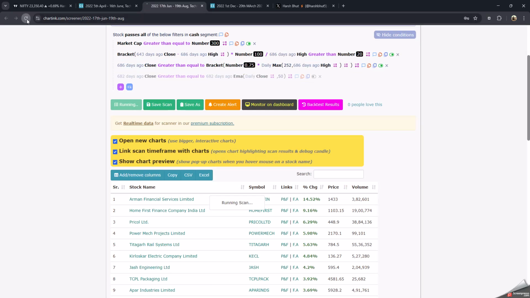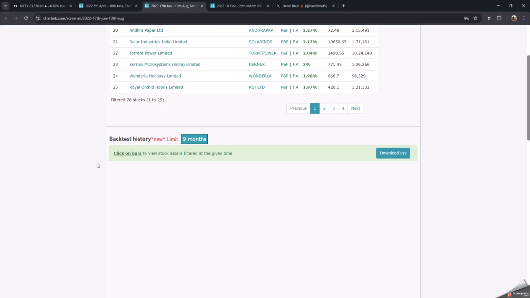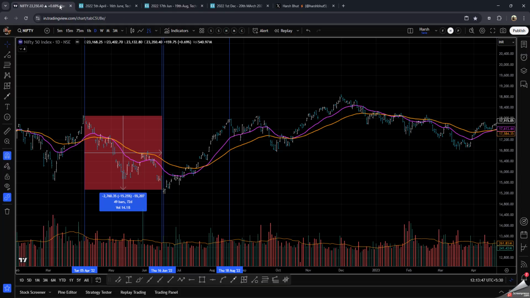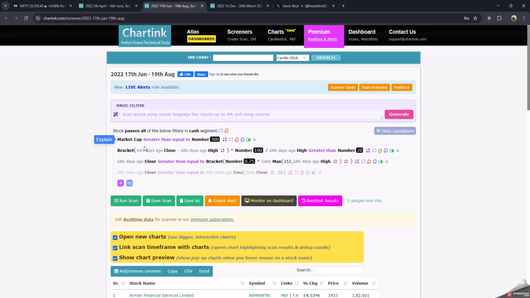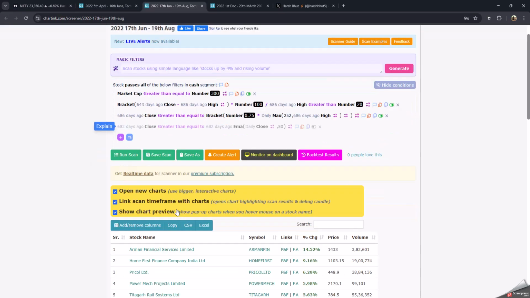So if I run the scan again, maybe let me refresh. Yeah, I got 78 stocks. So I have 78 stocks which are giving more than 20% return, minimum 20%, it can be anything. And the stock on this particular day, our 686 days ago, should be in its 25% range. So here I am getting 78 stocks.